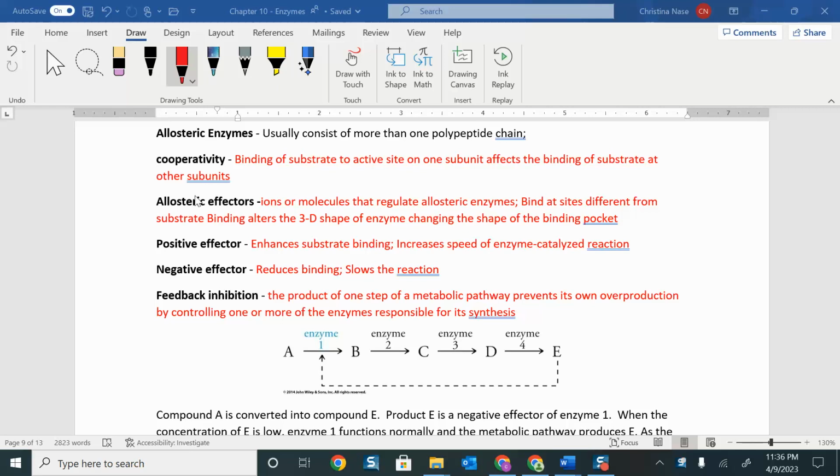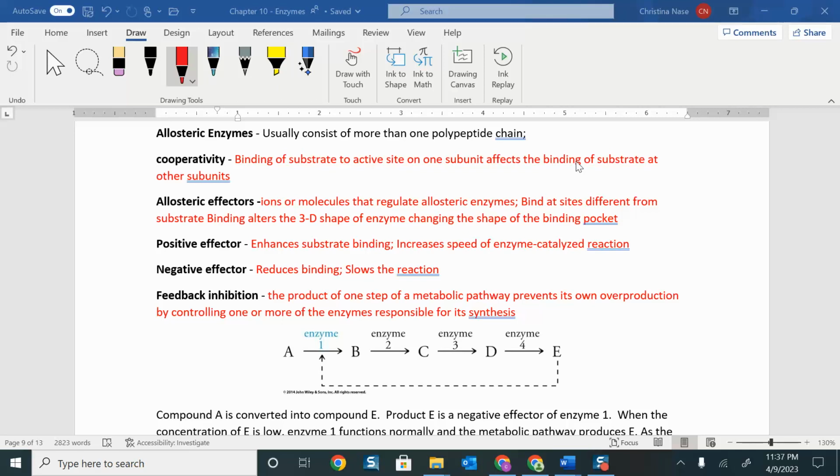We also have allosteric effectors, and these could be positive or negative. So they are ions or molecules that regulate the allosteric enzyme. They're going to bind at sites other than the substrate site. And when they bind, that's going to alter the 3D shape of the enzyme, and that's going to change the actual binding pocket, like where the substrate's supposed to bind.